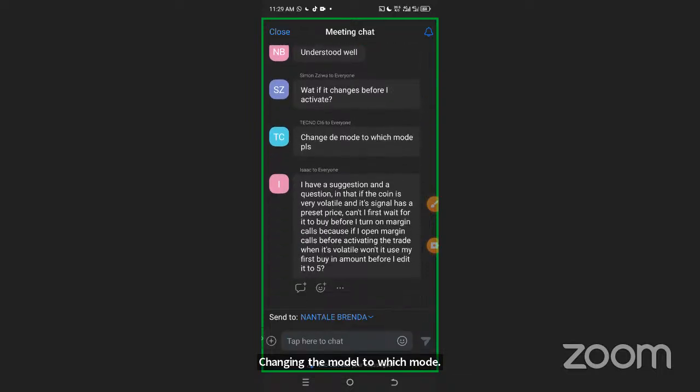I have a suggestion and a question. If the coin is very volatile and it's a signal with a preset price, can I first wait for it to buy and then turn on margin calls? Because if I open margin calls before activating the trade, I won't use my first margin call.